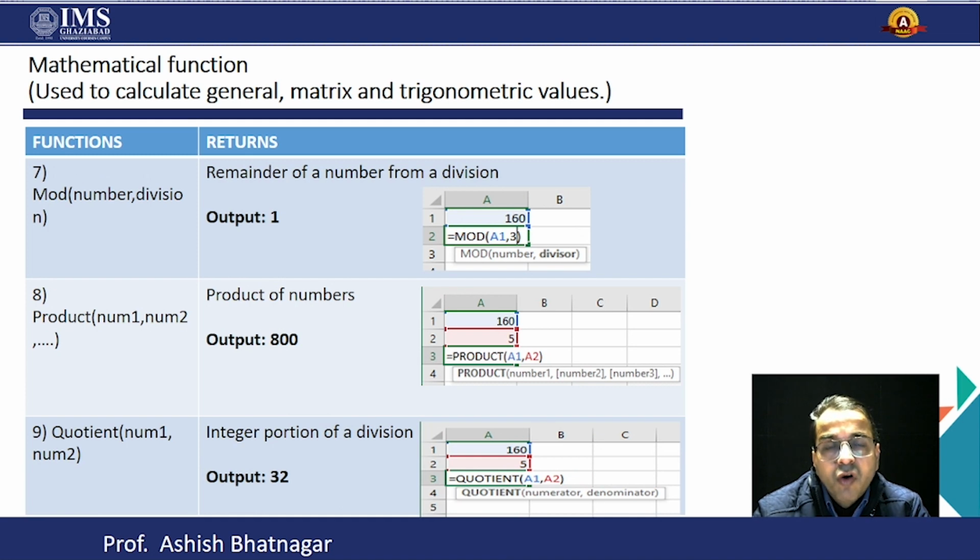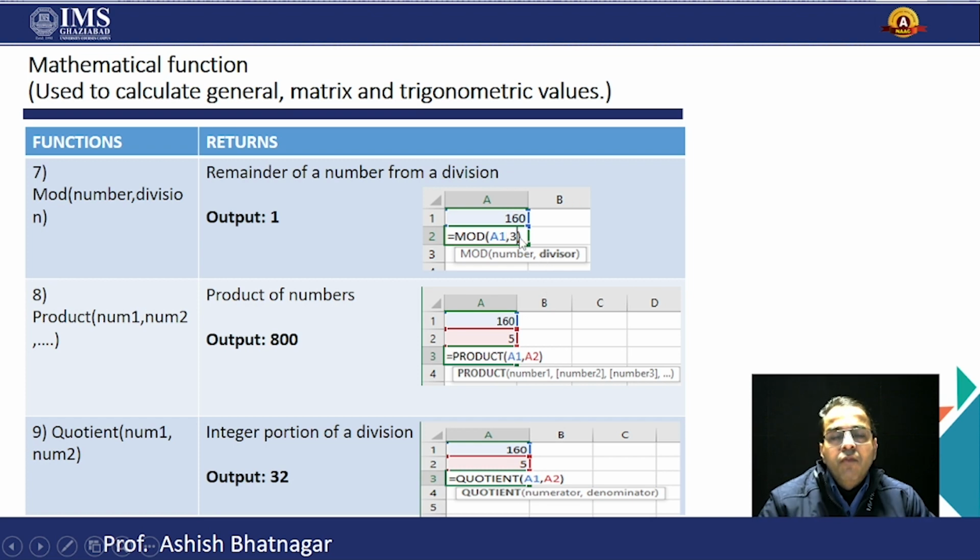MOD. MOD is another function which is used to find the remainder of any given number. MOD contains two arguments, a number, comma, divisor. If I apply the formula in the Excel sheet like this, A1 contains the value 160, and I divide this 160 by the number 3, which is the divisor value, it will return 1.